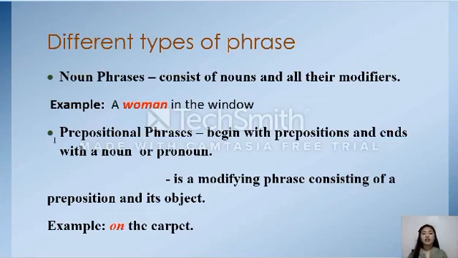Next, we have prepositional phrases, which begin with prepositions and end with a noun or pronoun. It is also a modifying phrase consisting of a preposition and its object. On the example, the word on is a preposition, and carpet is a noun, which can also act as the object of the preposition. On the carpet doesn't have a complete thought, because it doesn't have both subject and predicate, and it is an example of a prepositional phrase.